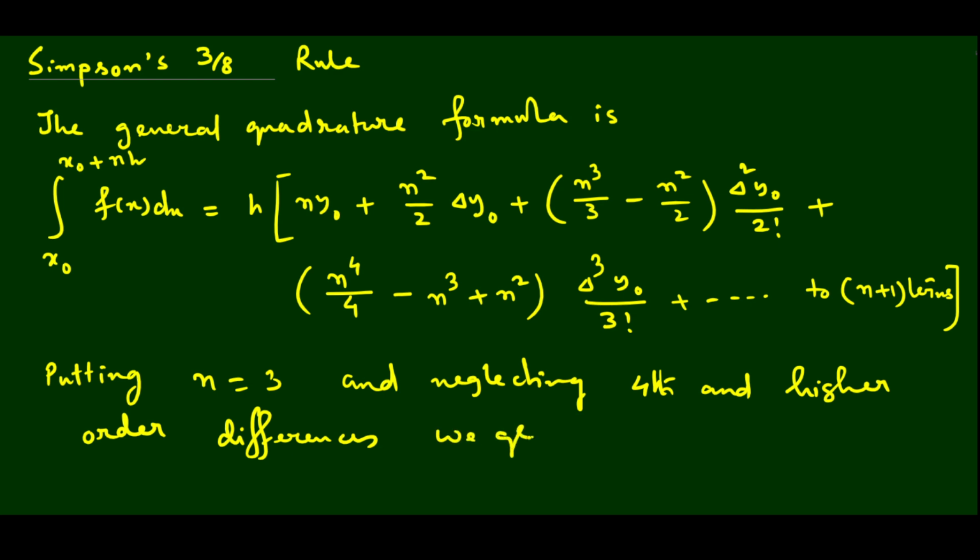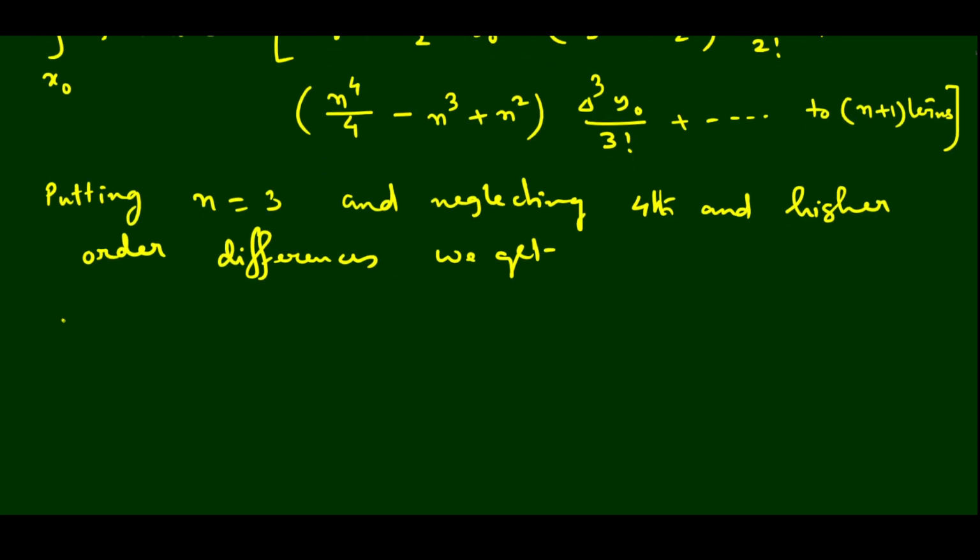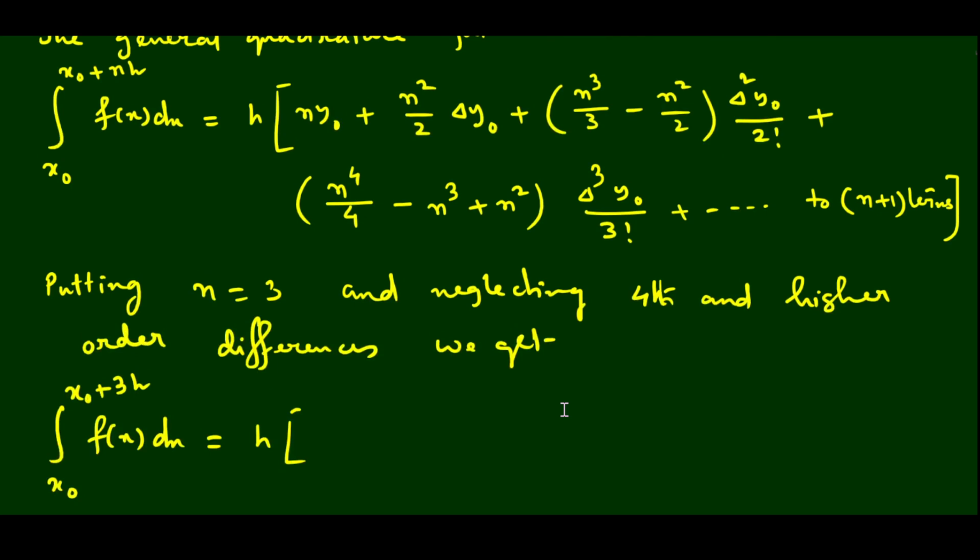We get: since we put n equals 3, our integration will be from x naught to x naught plus 3h. In place of n we have to put 3, because the upper limit is x naught plus nh. So the integral of f of x dx equals h into, in the general quadrature formula, we put n equals 3. The first term will be 3y naught.